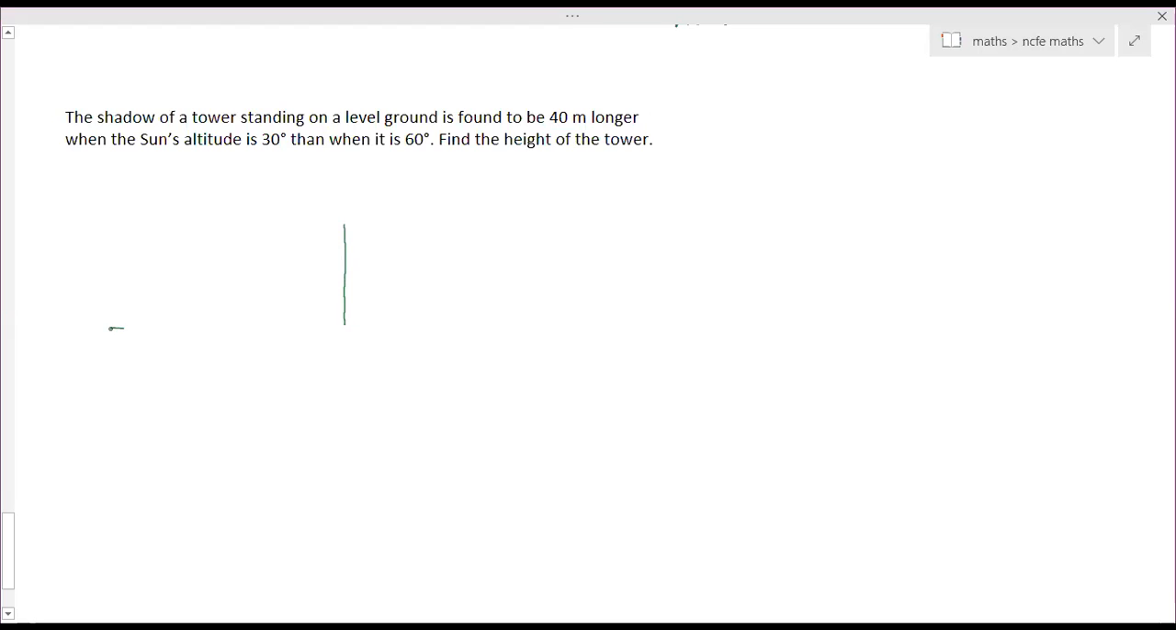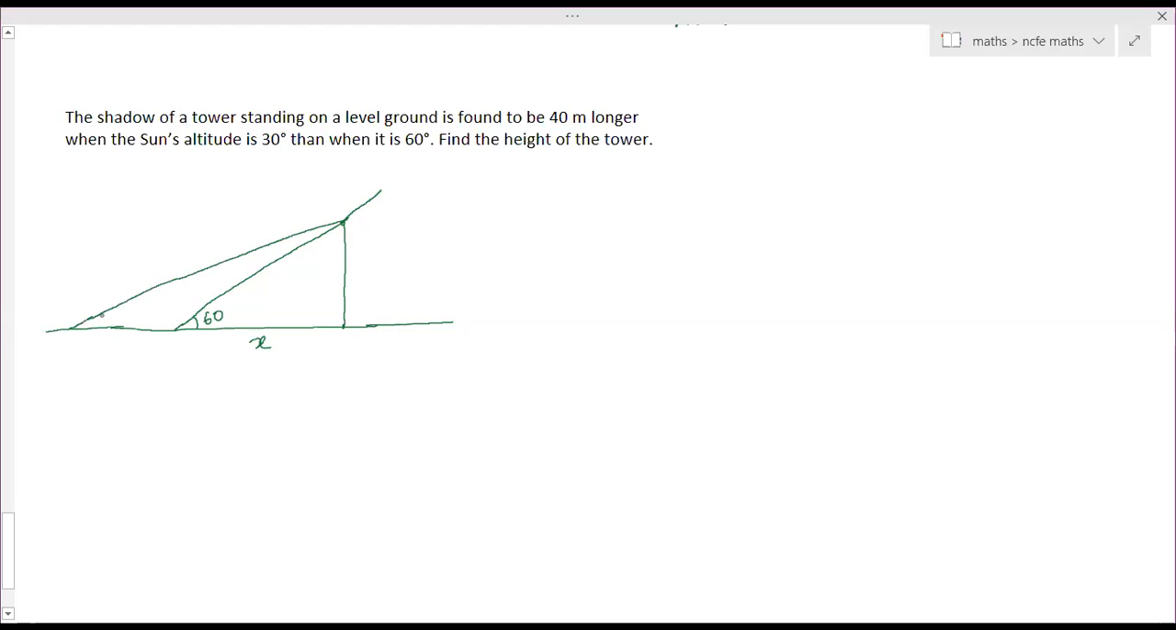This is a tower. This is ground level. Sun's altitude is 30 degree. So when it is 30 degree, at that time this shadow is 40-meter longer. That means whatever the shadow was there when the angle of elevation is 60 degree. So this was the angle of elevation, that is sun's altitude is 60 degree. This time whatever the shadow is there, suppose it is x meter. Now when the sun's altitude is 30 degree, that means it has moved this way.